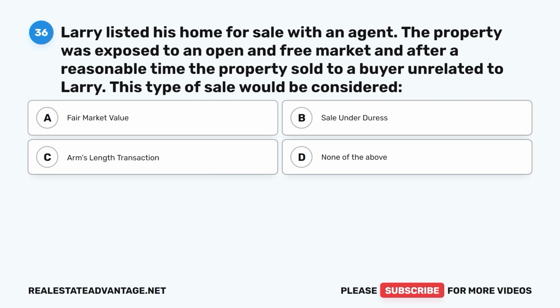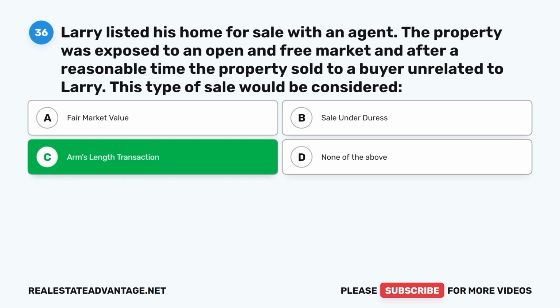Question 36. Larry listed his home for sale with an agent. The property was exposed to an open and free market, and after a reasonable time, the property sold to a buyer unrelated to Larry. This type of sale would be considered A. Fair market value, B. Sale under duress, C. Arm's length transaction, D. None of the above. The correct answer is C. Arm's length transaction.